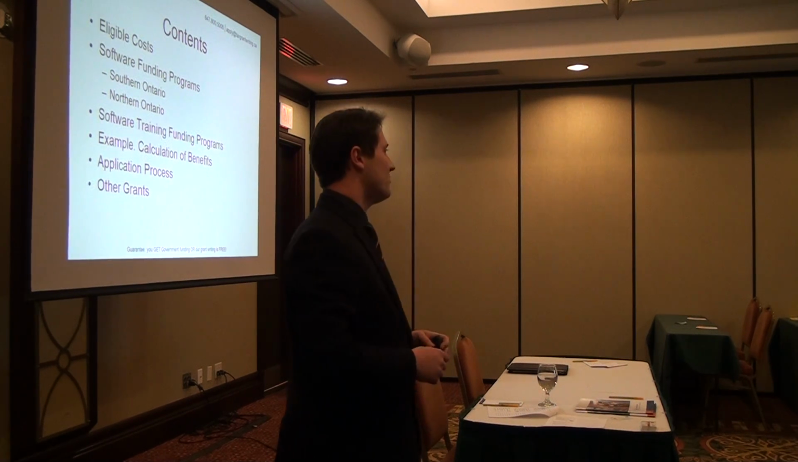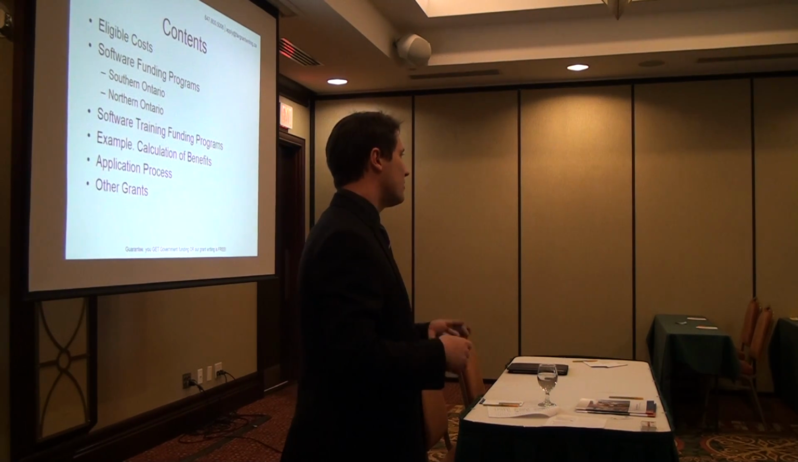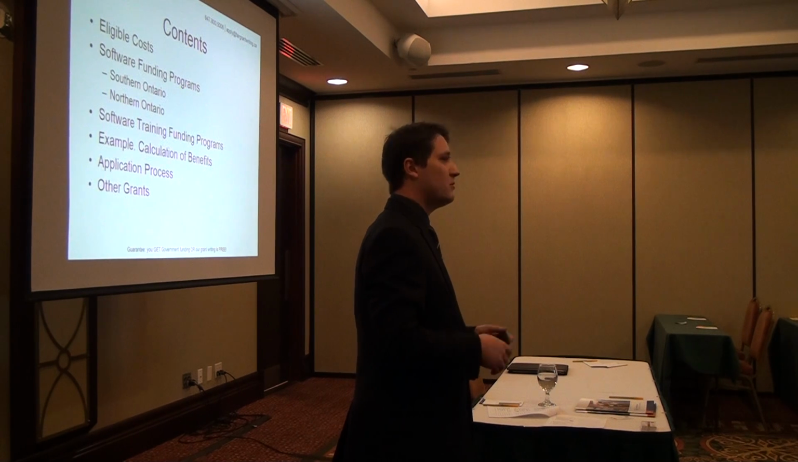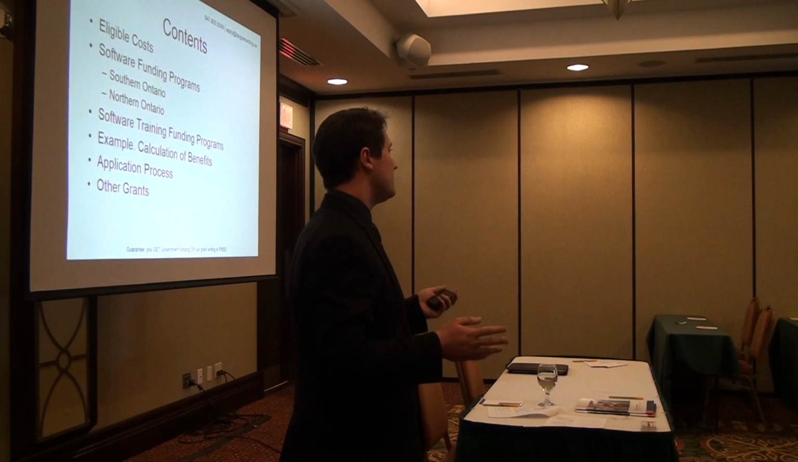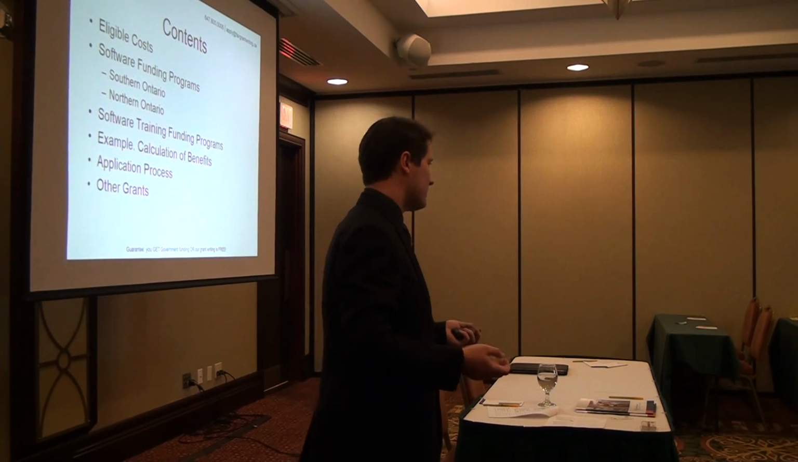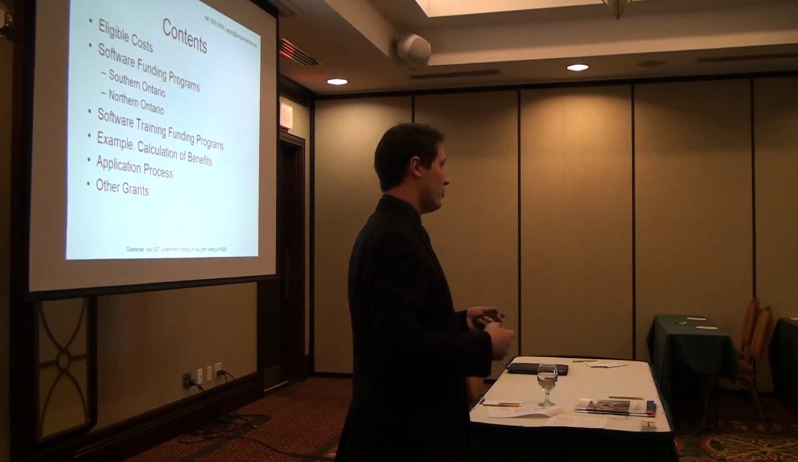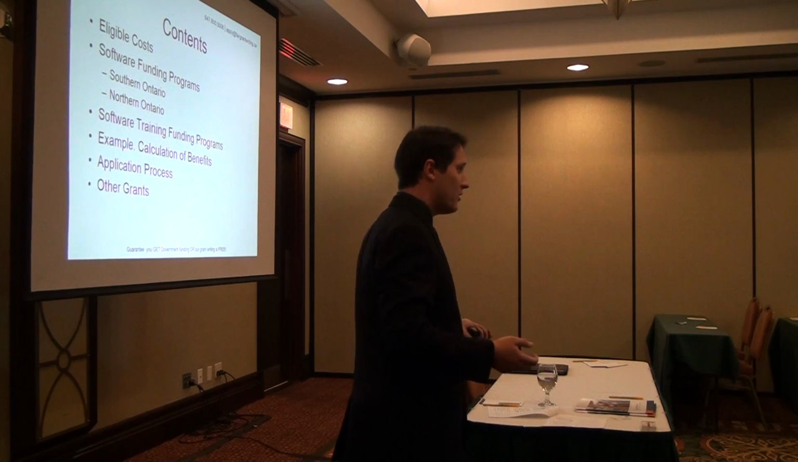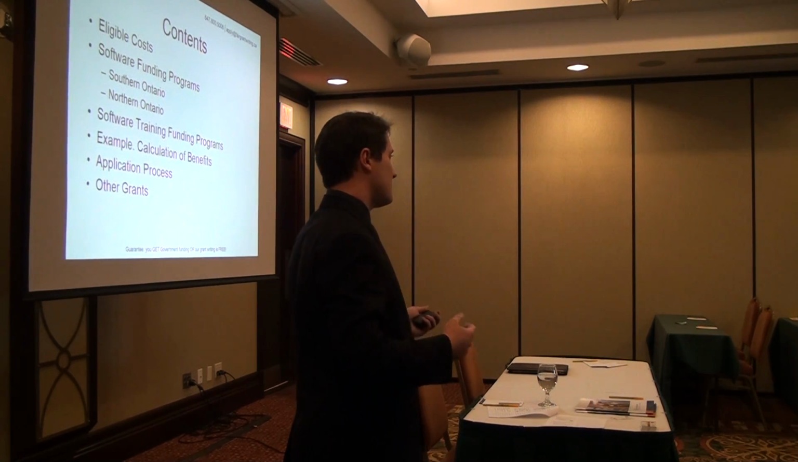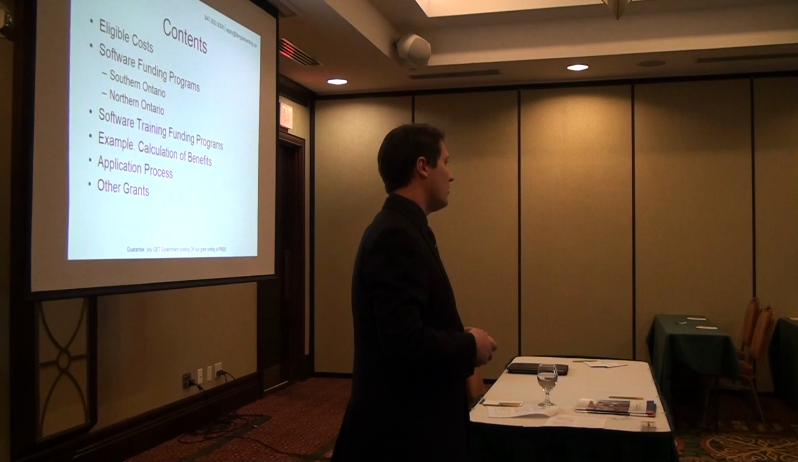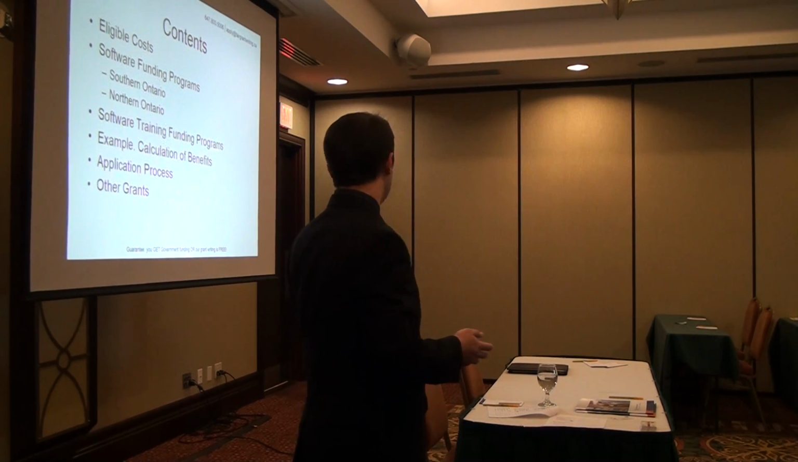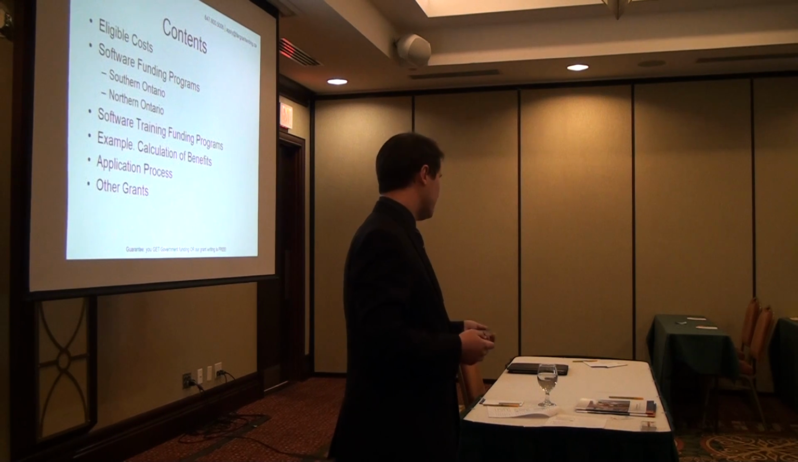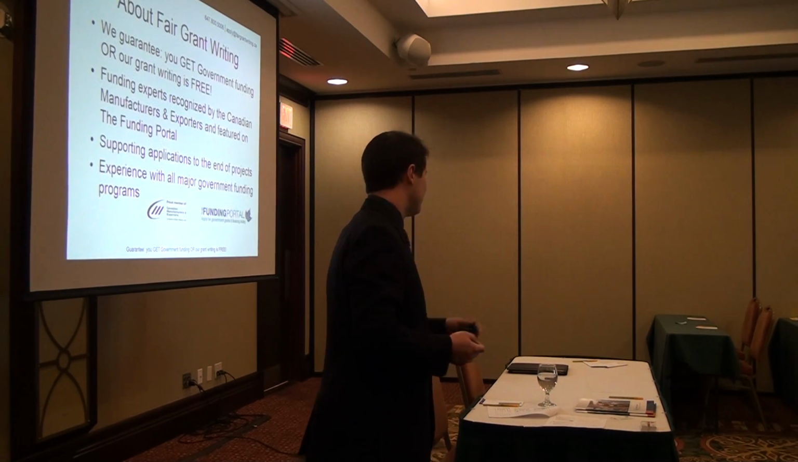All right, so we're going to be covering first of all what are the costs that are eligible for government funding, because not all software-related costs are eligible. Then we'll talk in detail about the specific programs that can help you to fund a portion of the acquisition or a portion of the training cost. And then we'll look into the examples. So we'll see on the particular example how much money you can get from the government. And then we'll talk about the application process and what kind of other grants are there.